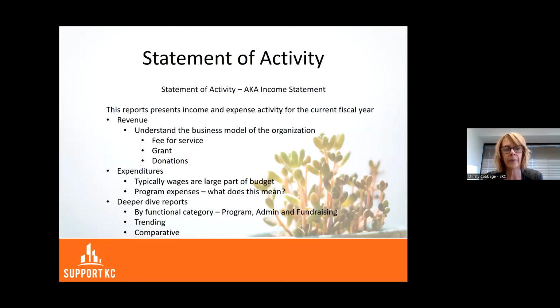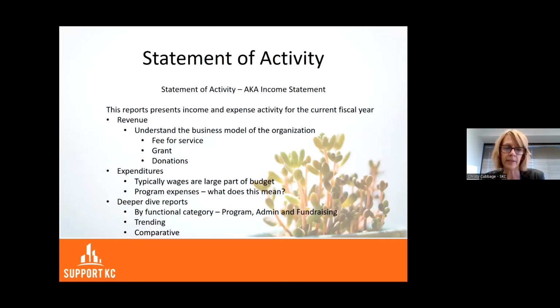So we'll see in the example where Support Kansas City, we break our expenditures into some higher level things like the personnel costs, program expenses, and then operating costs, so that we can consolidate them for a board presentation or expand them if you have questions about the small line items that make up the expenditures.